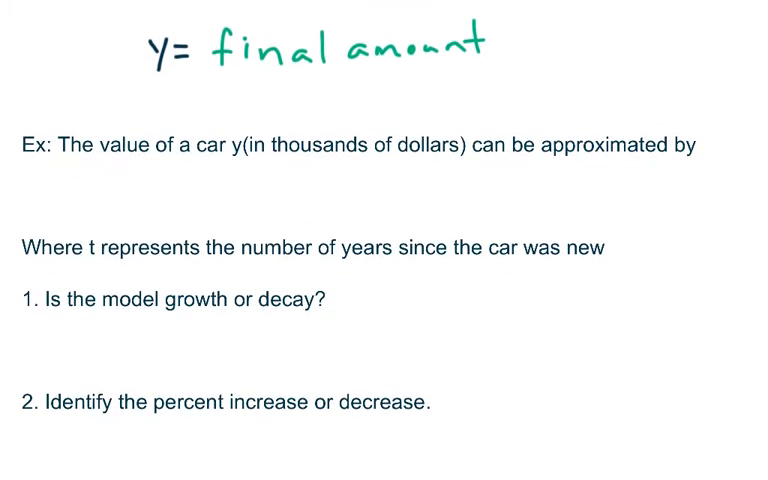The value of a car, Y, in thousands of dollars can be approximated by, and I'm going to give you this formula. It's going to be Y equals 25 times 0.85 to the T power, where T represents the number of years since the car was new. Question number 1 then says, is the model growth or decay?